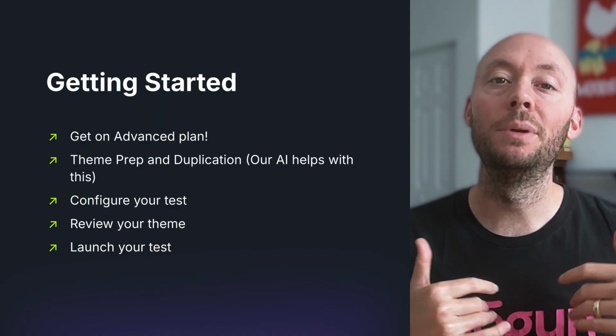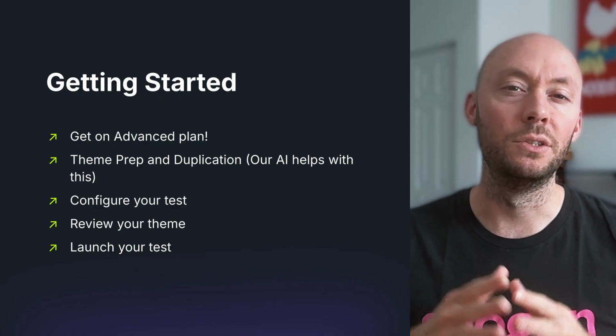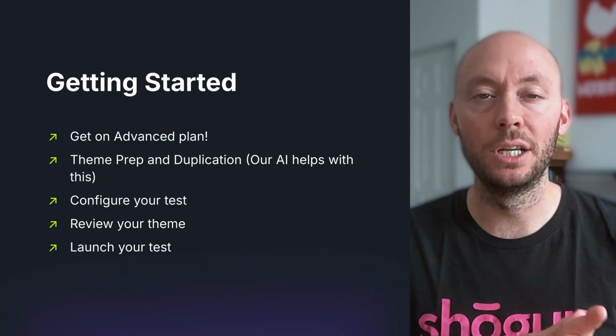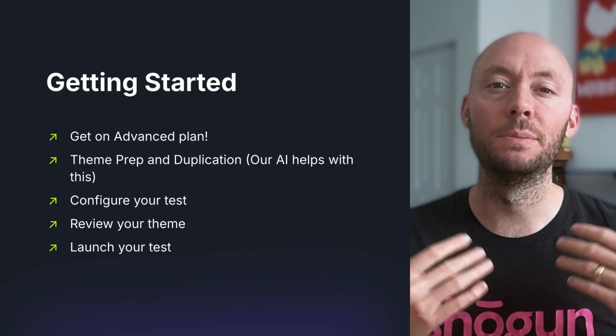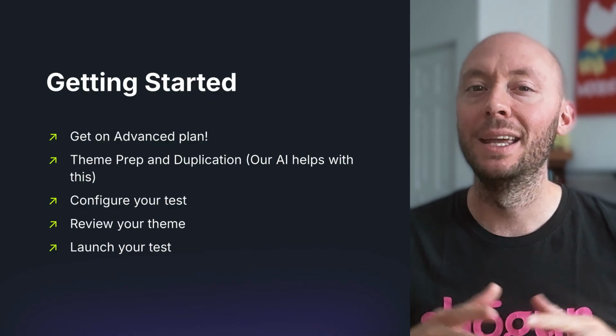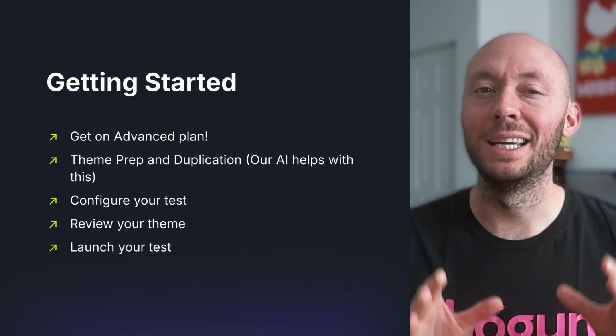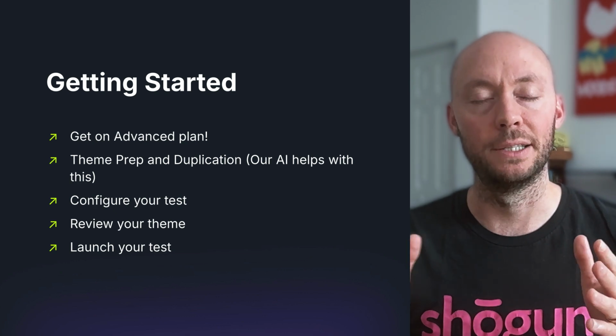Next, there's going to be a process for theme prep and duplication. Our AI agent is going to duplicate your theme and automatically inject the code in certain locations on your theme that are going to be necessary to display your variants across the storefront, okay? This is a step that's required. It only takes about 15 or 20 minutes. It's not too bad. So that's step number one before you can actually run your tests, right?